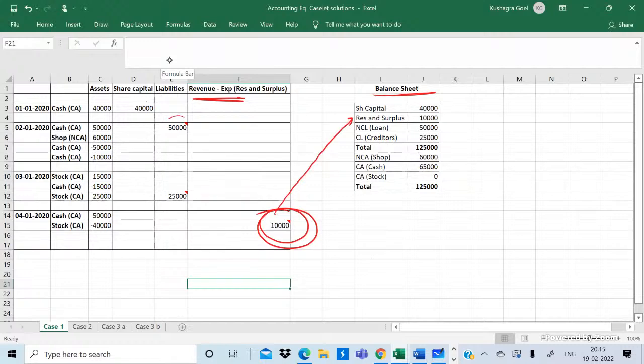Then look at your liabilities. You've got a loan of 50,000 and you've got suppliers or creditors worth 25,000. So that's your loan worth 50,000 and this is your creditor worth 25,000. Loan is a liability, a non-current liability. Creditor is a current liability, so I'm showing it as a part of current liability. That 10,000 is my profit that I've made, so that's a part of my reserves and surplus. Any questions still here? Any questions with this 10,000, 50,000 or 25,000?